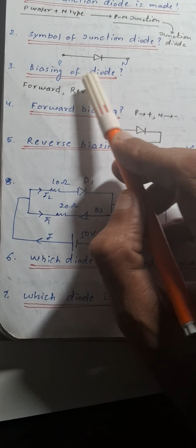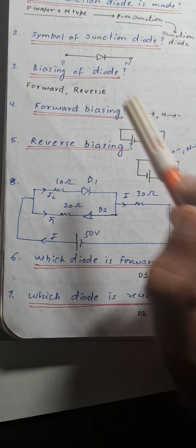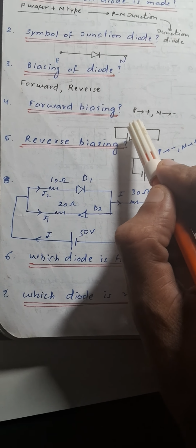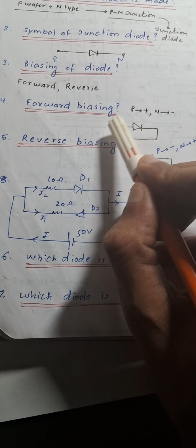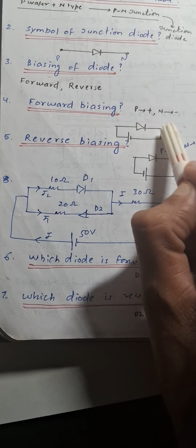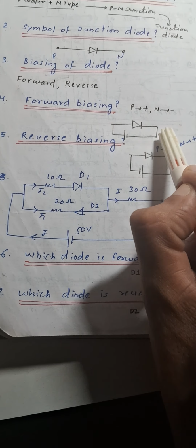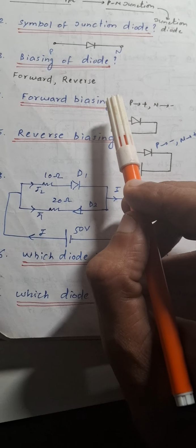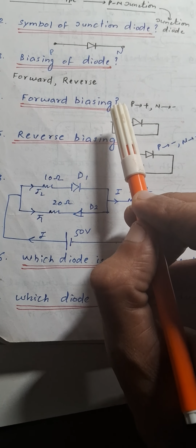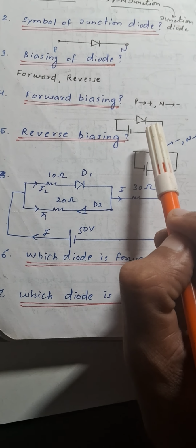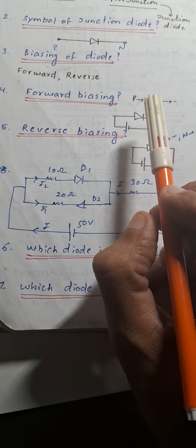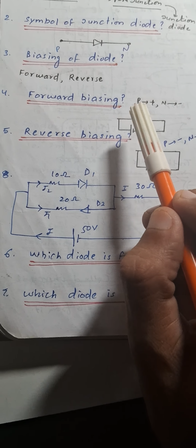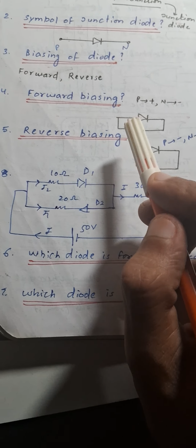Now the next is biasing of the diode, so it's either forward biased or reverse biased. The fourth question is forward biasing. A diode is said to be forward biased when the P side is connected to the positive and the N side to the negative terminal, as shown over here. Ideally the diode offers very little resistance in forward biasing, ideally 0 ohm resistance, so it behaves as an ideal or pure conductor.